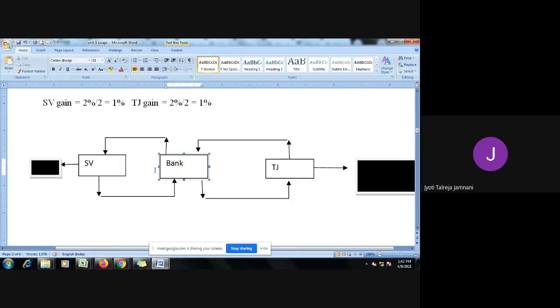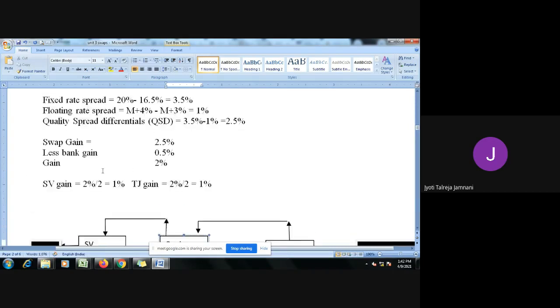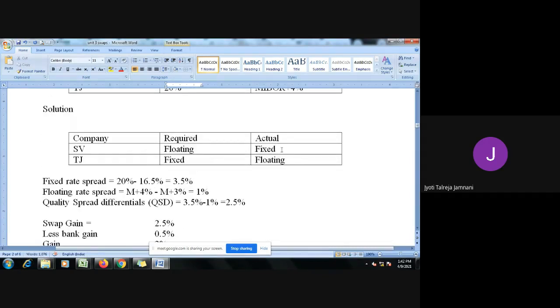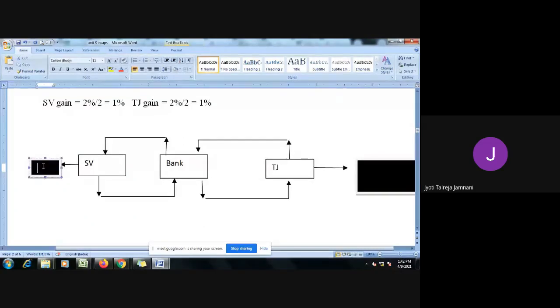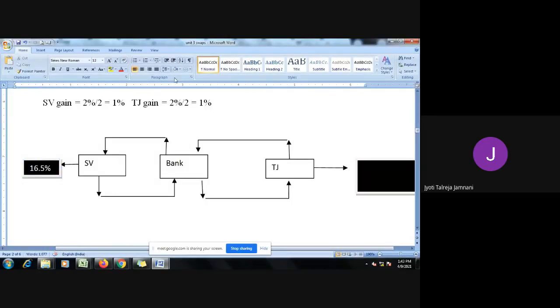Now we have to see what they have got in actual. So SV, from the table that we prepared in the solution, the very first table, SV has got fixed rate in actual. So we go to the SV company and see its fixed rate. It is 16.5%. So SV will pay 16.5% in the open market. They pay the actual in the open market, so it's paying 16.5%.